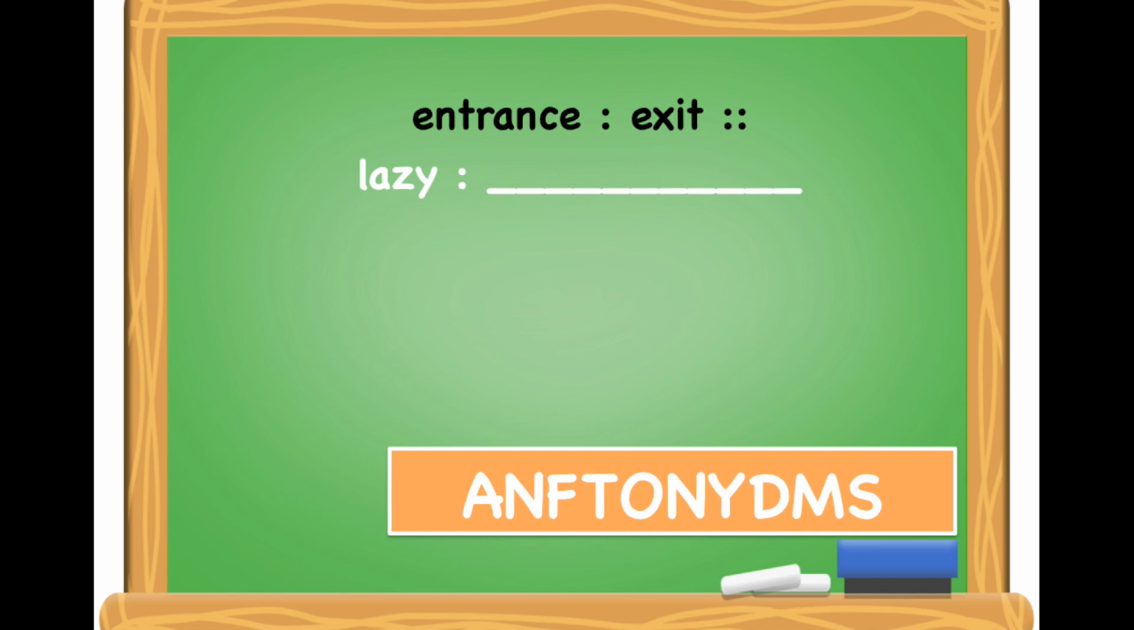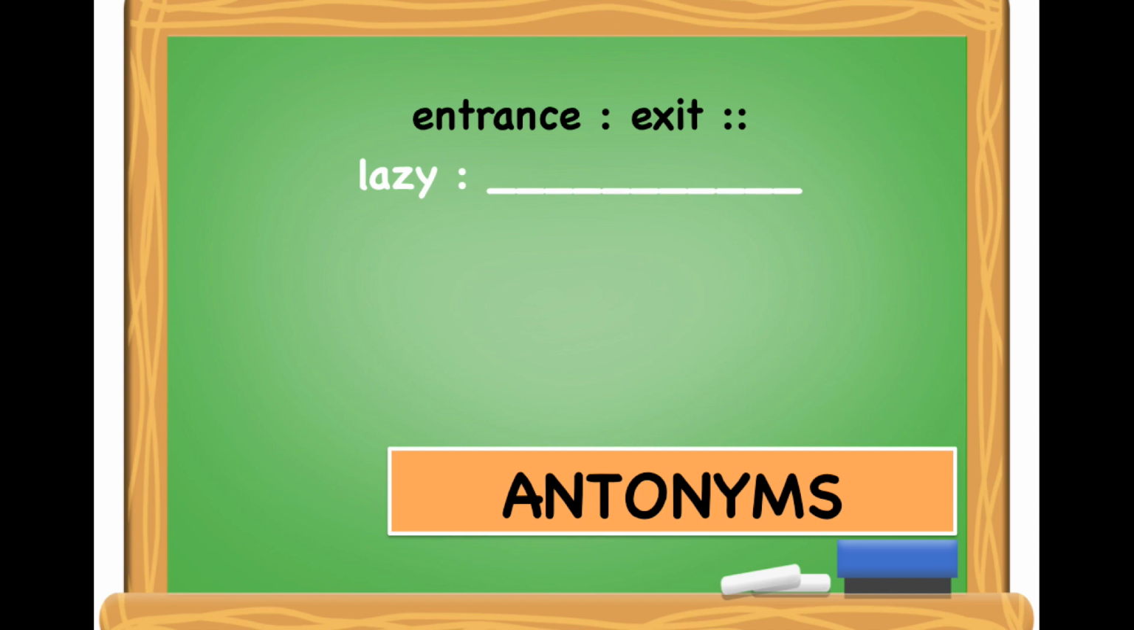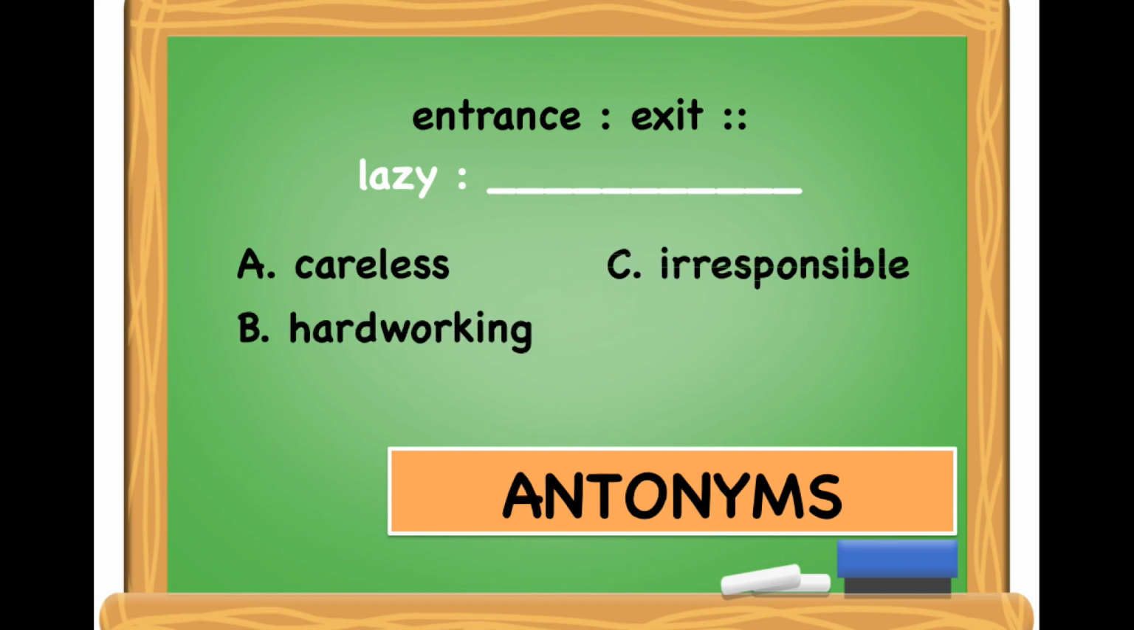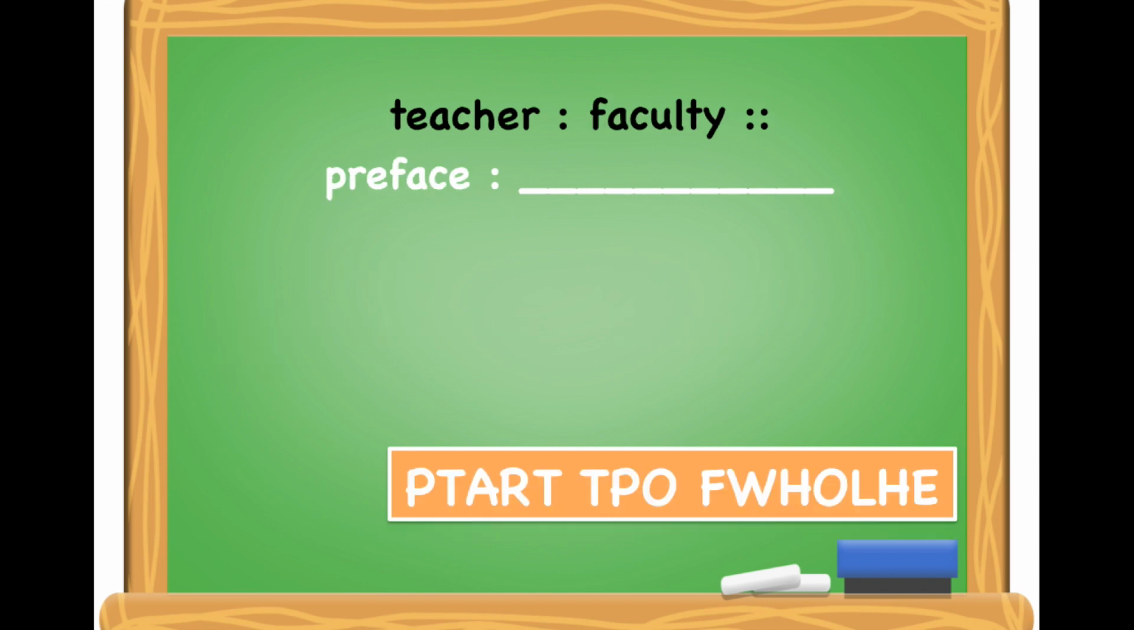Number 4 shows entrance is to exit as lazy is to A. Careless. B. Hardworking. C. Irresponsible. Or D. Idle. It's letter B. Hardworking.